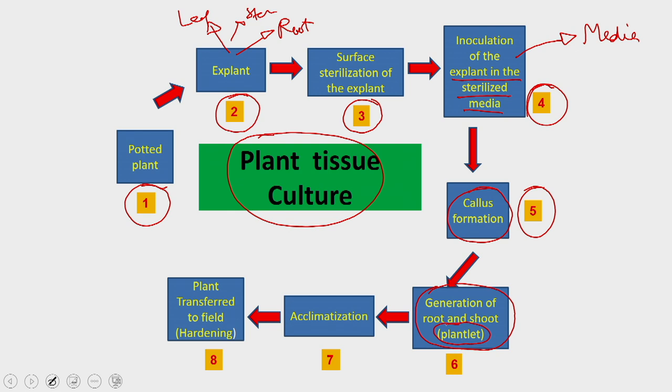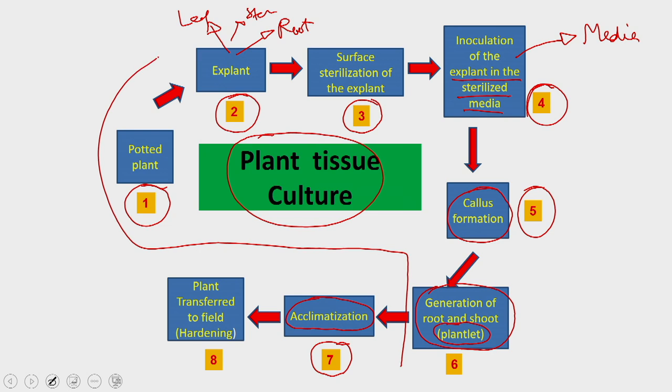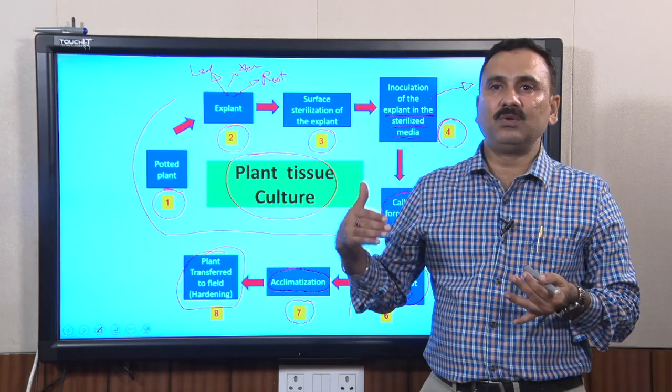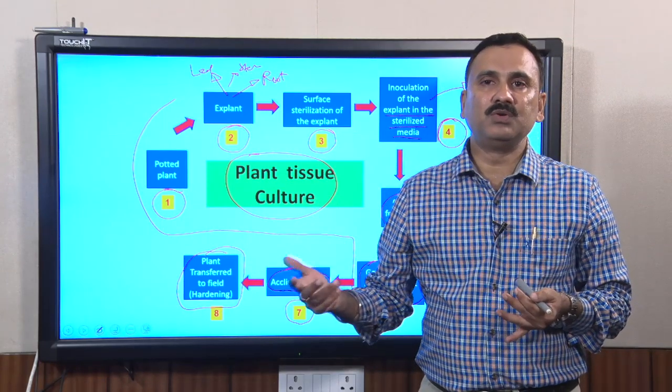Once the plantlets are generated, you take them to the acclimatization steps, where the plant is acclimatized for the external environment. Up to step 6 you are working in controlled lab conditions, where everything is under control, whereas the acclimatization steps you do outside, in the greenhouse, where the conditions are not under control, and you acclimatize the plant to survive in a natural environment. Ultimately you transfer these plants to the field for hardening, so that the plant is acclimatized to the problems it is going to face when it goes to the fields.